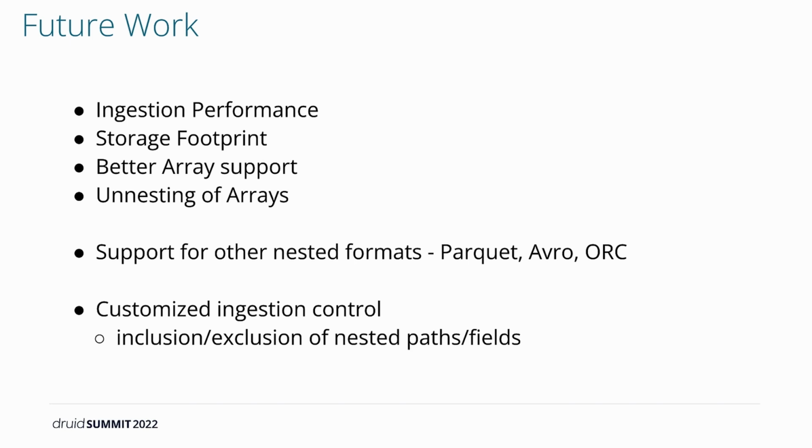Support for other nested formats is in the works as well. We're looking at Parquet, Avro, and ORC formats that also have nested structures, and adding some customized ingestion control. This is the idea of just including portions of a JSON based on a path and wildcards, or excluding certain paths from this automatic ingestion behavior, which should be useful to segregate the portions of a JSON that you want to work on.